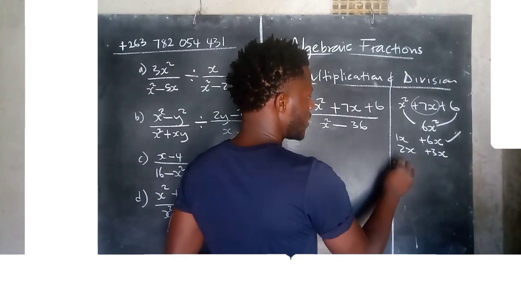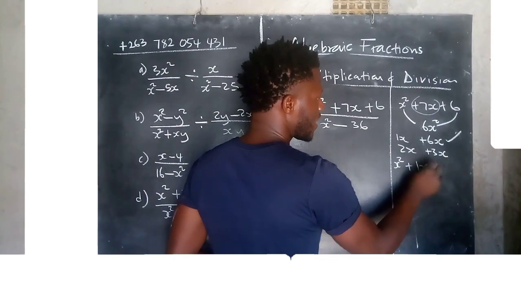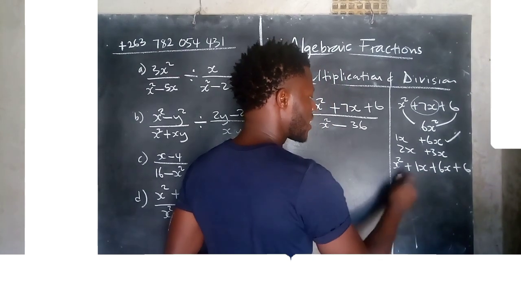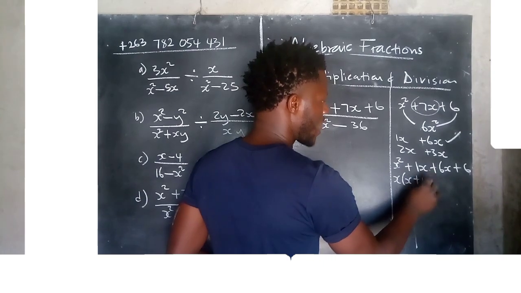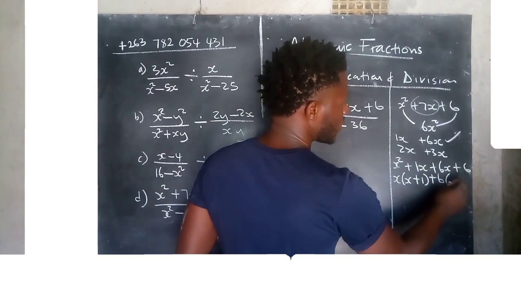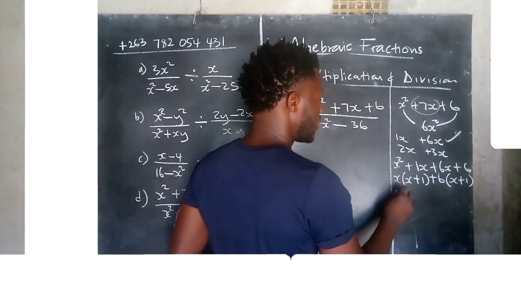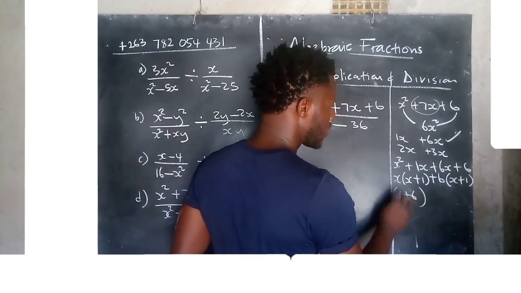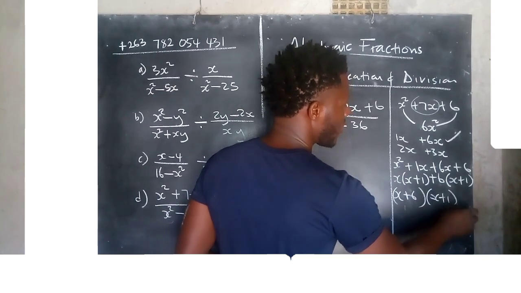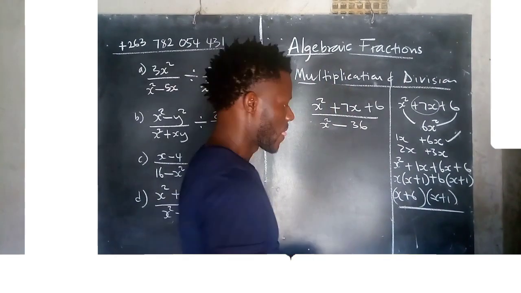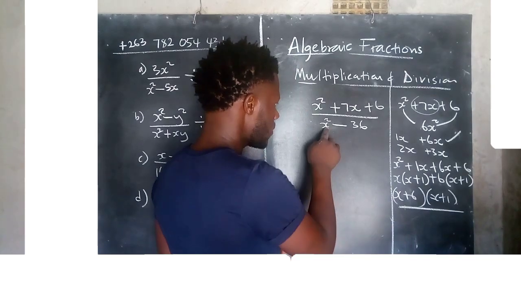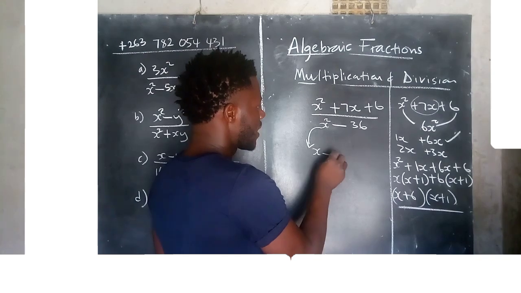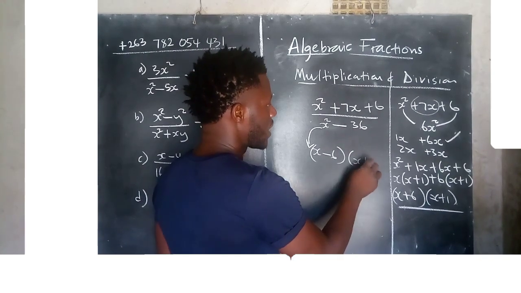This one. So now it's x squared plus 1x plus 6x plus 6. Then we factorize, common factor is x, we get x plus 1, plus 6, 6 into 6, we get x plus 1. And the final presentation is x plus 6 in its own bracket, then x plus 1 in its own bracket. This is our numerator. Then as for the denominator, it's a difference of two squares, we have two brackets, x minus 6 and x plus 6.